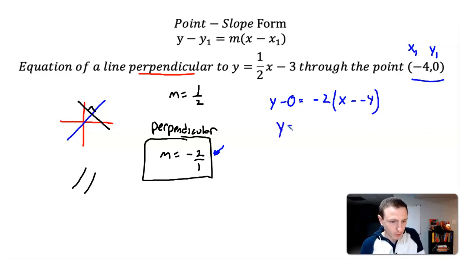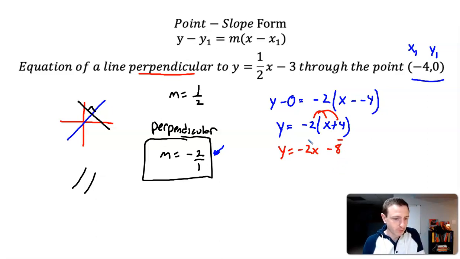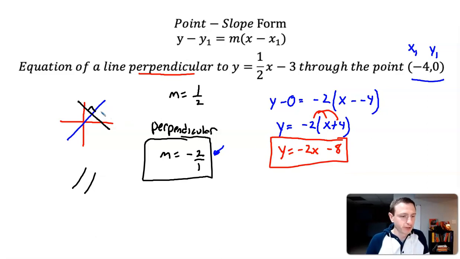y minus 0 is y, and I'm going to rewrite this to clean it up. This is minus -4, so this is going to be x plus 4. And then we just solve. I'm going to distribute the -2 in here. y equals -2x, and -2 times 4 is -8. And that's it. If we were to graph this equation, it would be perpendicular to 1/2 x minus 3. I hope this helps.